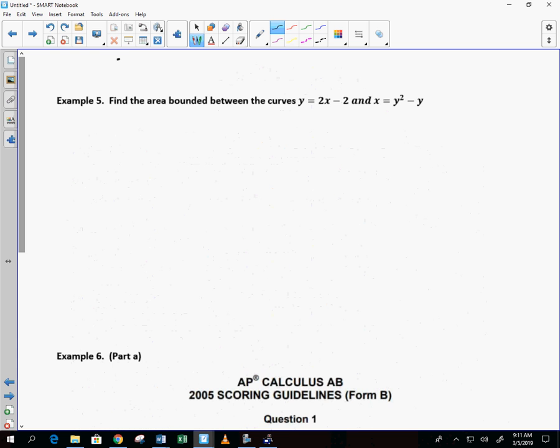Okay. Find the area bounded between the curves y equals 2x minus 2 and x equals y squared minus y. Rowan, please state what you notice about this problem compared to the others that we've done. It's x equals instead of y equals.